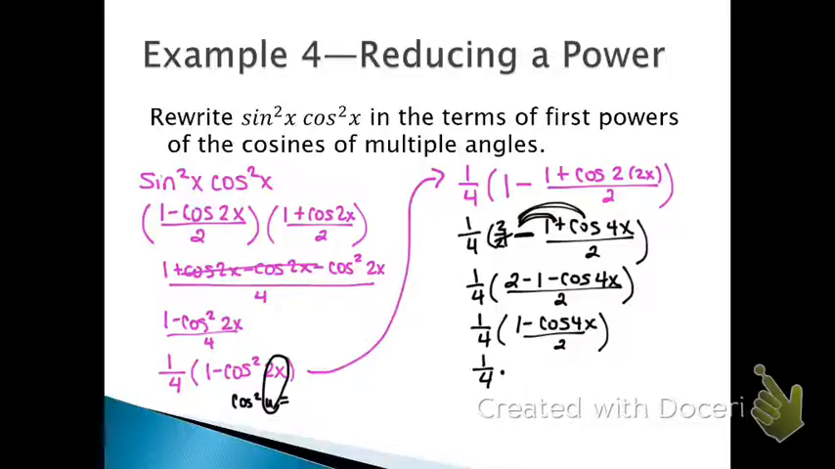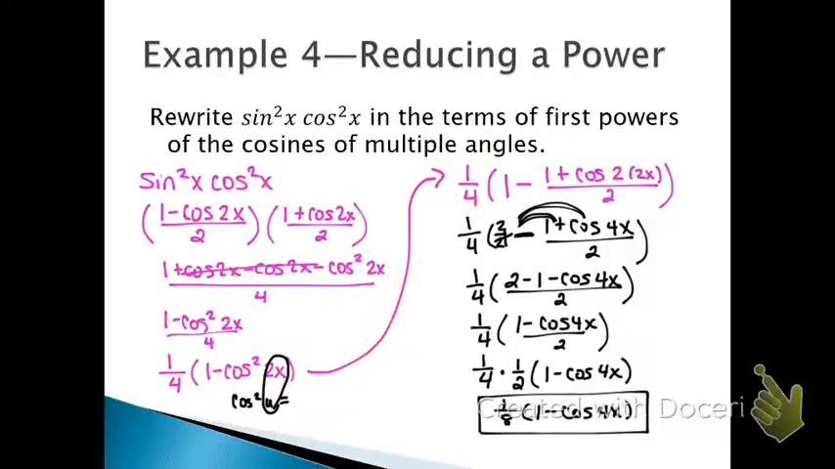Hold on a second, let me pause. All right, so I'm going to go ahead and take that 2 off the bottom there. Remember, dividing by 2 is the same as multiplying by 1/2, right? So we get 1/8 times 1 minus cosine of 4x. And you can either distribute it back in, or you can leave it like that. Either way is fine. That's the answer. That would be our answer.